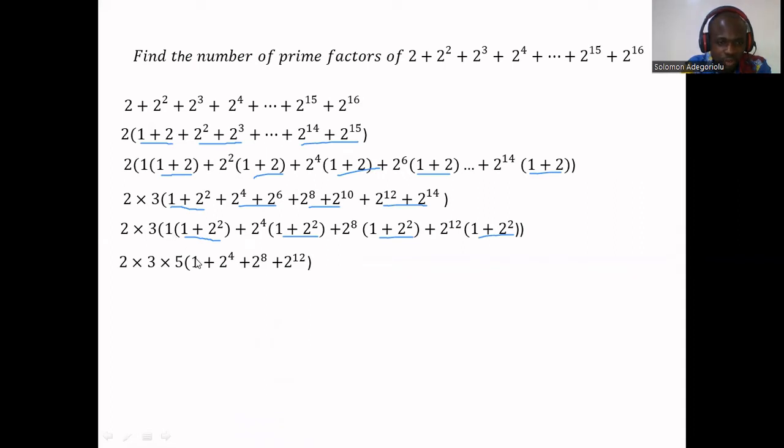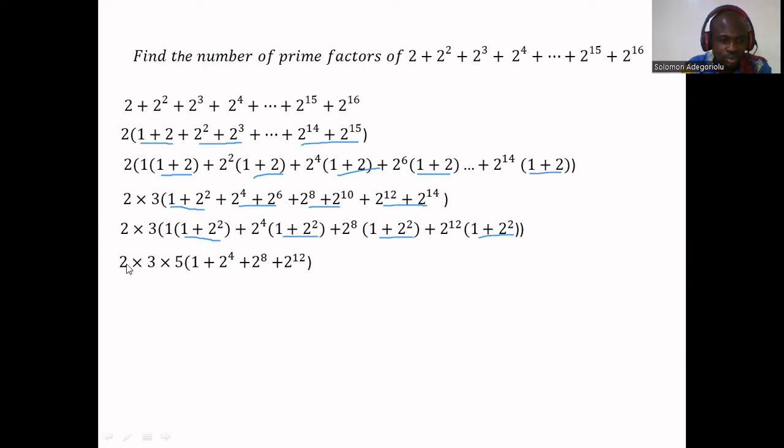So we are left with 2 raised to power 4 here, 2 raised to power 8 here, and 2 raised to power 12 here. Okay, we have 2 times 3 times 5. Don't forget, the question says find the number of prime factors. 2 is a prime factor, 3 is a prime factor, and 5 is also one of the prime factors that we are looking for. So we have 3 now, but we are not done yet. We still need to continue to get other prime factors.